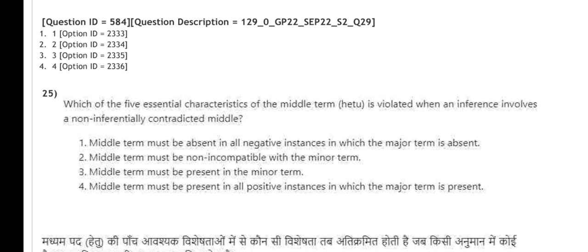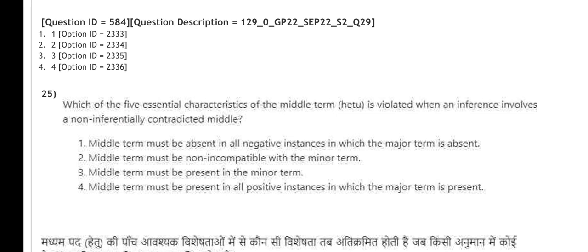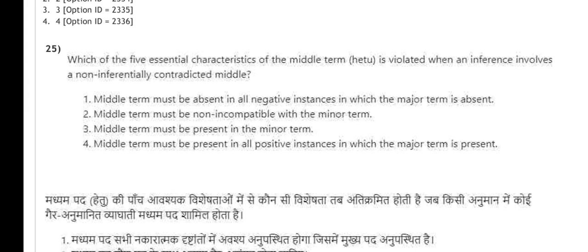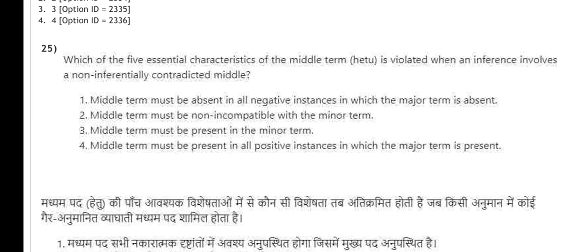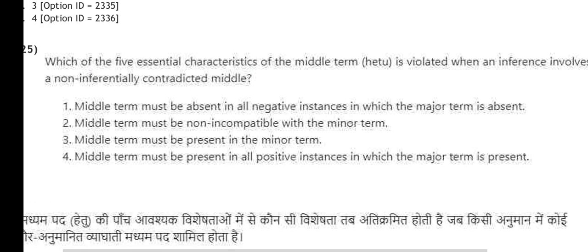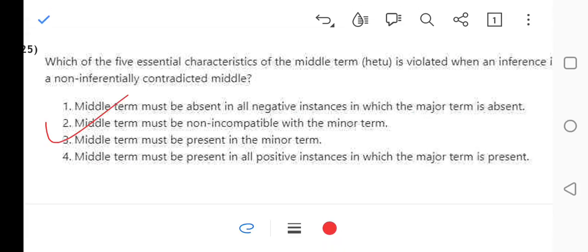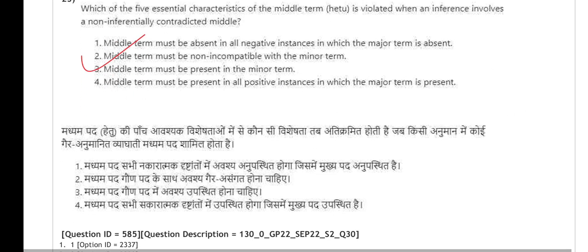Now this we have to do. Which of the five essential characteristics of the middle term is violated when an inference involves a non-inferentially contradicted middle? 1, 2, 3, 4. 1: Middle term must be absent in all negative instances in which the major term is absent. 2: Middle term must be non-incompatible with the minor term. 3: Middle term must be present in the minor term. 4: Middle term must be present in all positive instances in which the major term is present. So number 2 will be correct. Middle term must be non-incompatible with the minor term. This is what I have found to be correct.